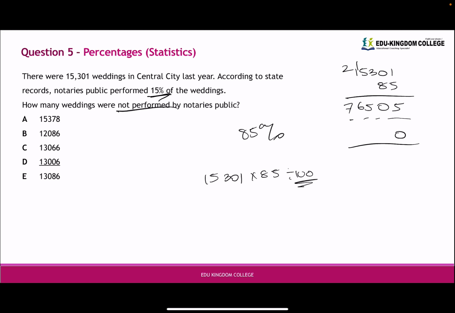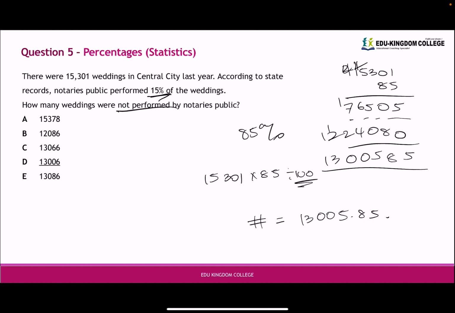That should give you 7. And when you multiply everything by 8, you get that. And when you add those together, luckily the numbers aren't too bad, this is what you should get. Then divide that by 100, so your number should be 13,005.85, and if you round that up, it gives you 13,006.